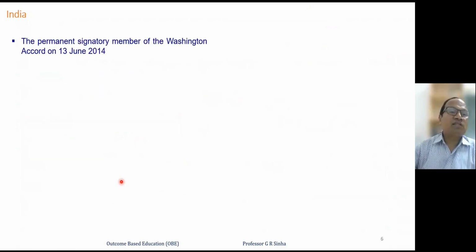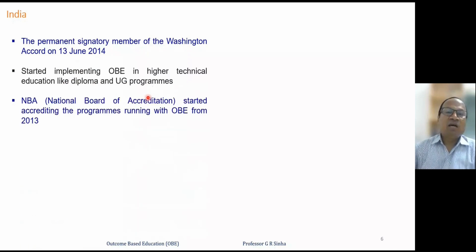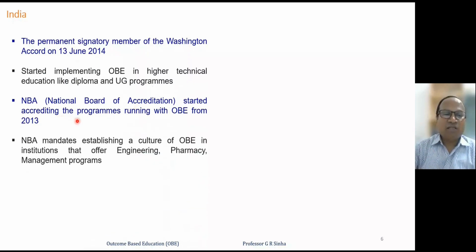So in India, as you can see, it became a permanent signatory member, as I told you, on 13th June 2014, and started implementing OBE in higher technical education institutes at diploma and UG programs. And there is an accreditation agency in India called NBA, the National Board of Accreditation, which started accrediting the programs running in different universities in India as per the OBE framework. And right from 2013, it started doing that.